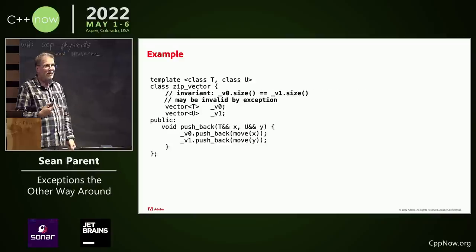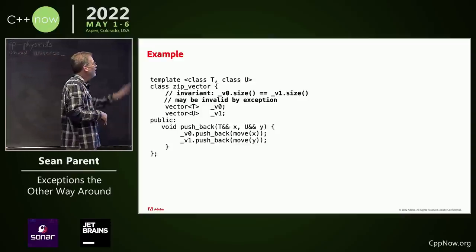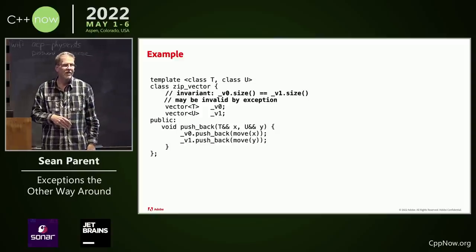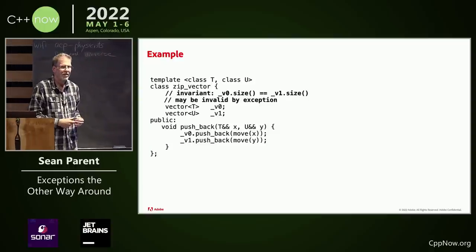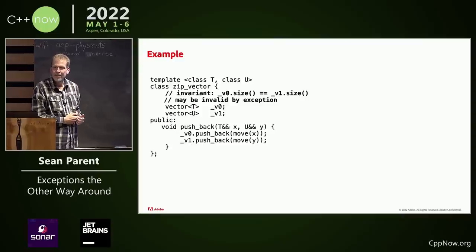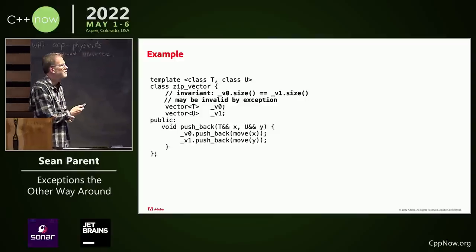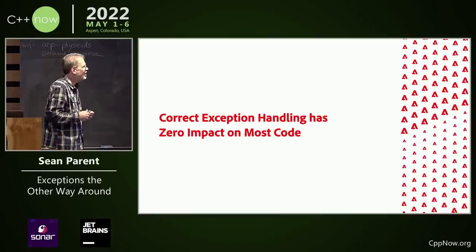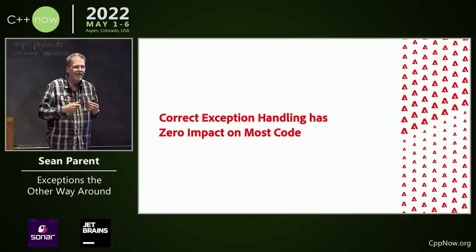We can even simplify things a little bit by really talking about the desired invariant and saying our invariant is that the sizes are equal, but we may be invalid by exception. And you could tack on or move. What's that? You could say may be invalid by exception or move. Correct exception handling has zero impact on most code. It really, really does.